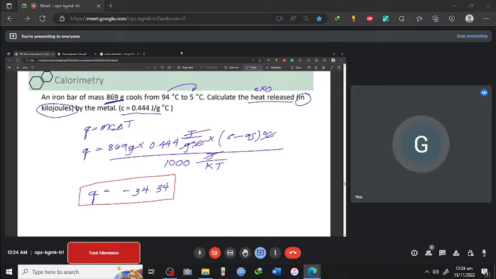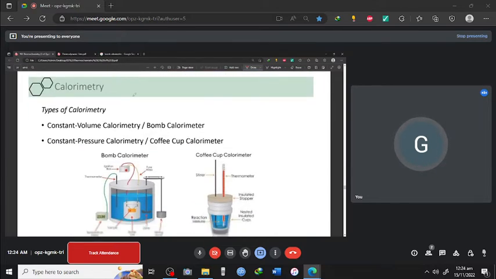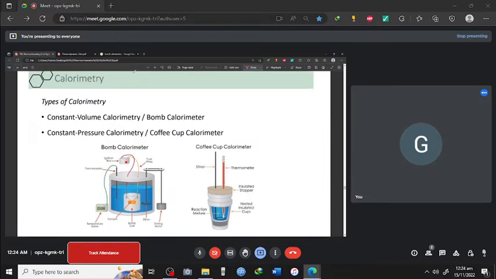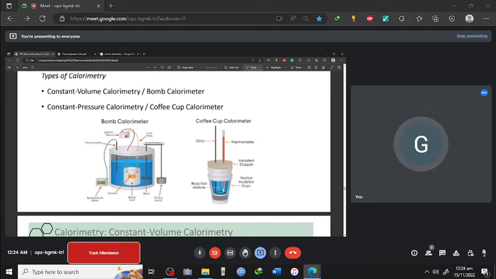At the same time na students, meron tayong types of calorimetry. Okay? So, meron tayong dalawang klase ng calorimetry dito. So, the first calorimetry is yung tinatawag natin na constant volume calorimetry, which is known to be your bomb calorimeter, while the second one is your constant pressure calorimetry, also known as your coffee cup calorimeter. Okay. So, sa bomb calorimeter, sabi natin, this is a constant volume calorimetry. Zoom in natin sandali.